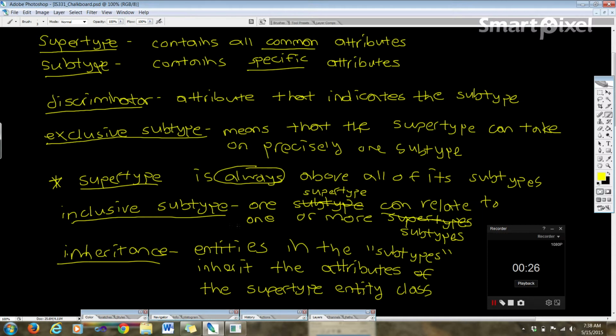An inclusive subtype is that one supertype can relate to one or more subtypes. I made a little error here, so I crossed this out. And inheritance is entities in the subtypes inherit the attributes of the supertype entity class.